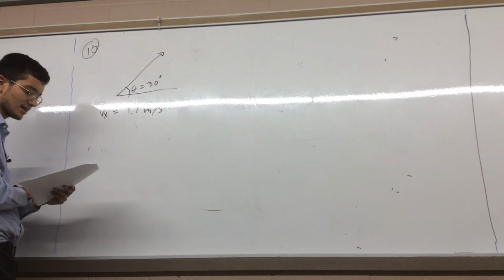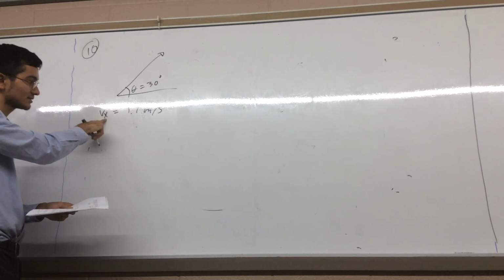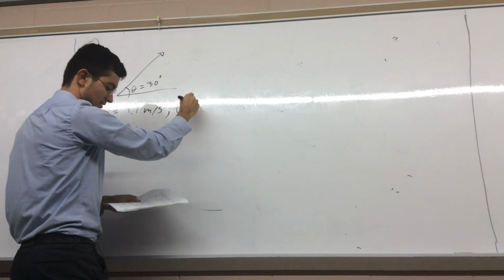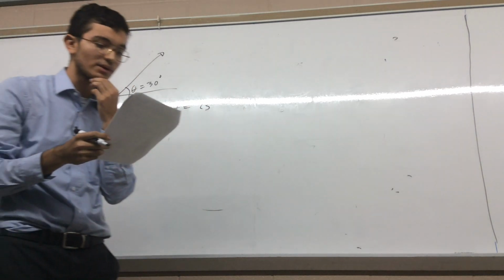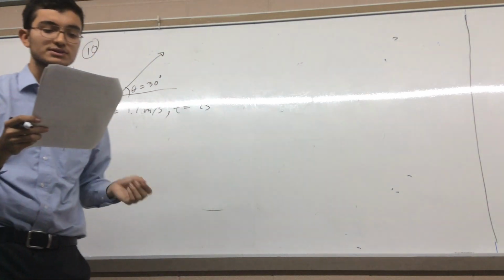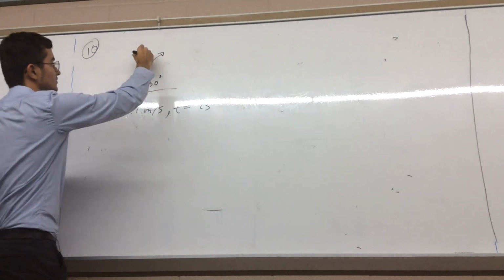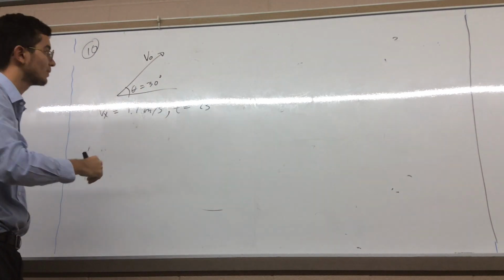It says this is only after 2 seconds, so this is not v0x. This is Vx equals 1.7 meters per second at t equals 2 seconds. Neglecting friction, what is the initial magnitude of the projectile's velocity along its firing direction? So we're going to find v0, the magnitude of the vector v0.